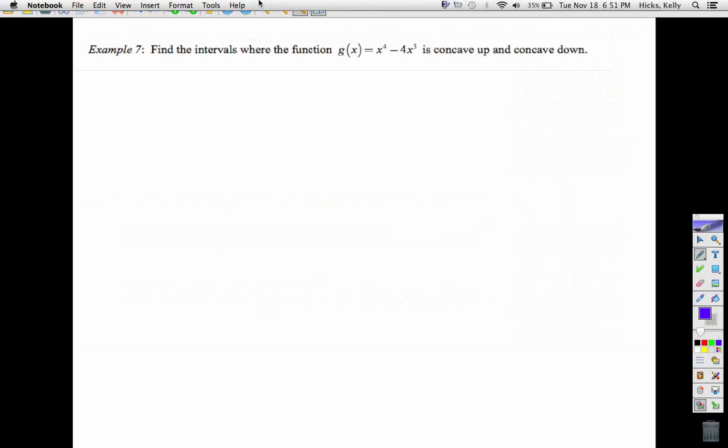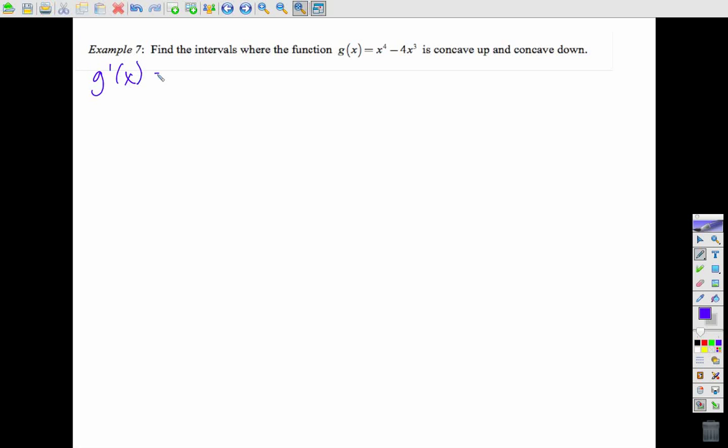All right, next page. Find the intervals where the function g of x equals x to the fourth minus 4x cubed is concave up and concave down. Okay, let's see. I'm glad I have more space. You may actually need some more space than your paper gives you. You might just want to turn the paper over on the back and write there. It's not that bad, but it definitely is squished. Okay, so the first thing we need to do is find the first derivative. That's easy.